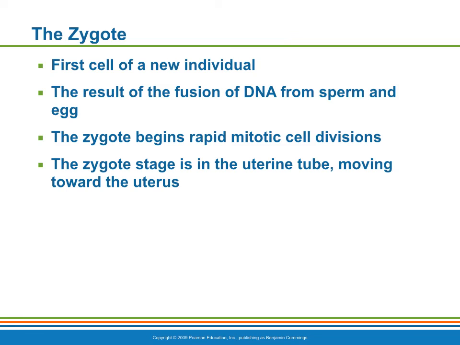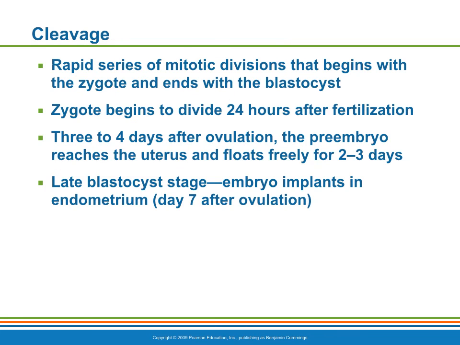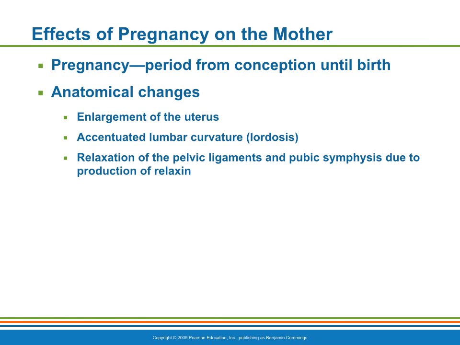At that point, rapid mitosis occurs. We've got cleavage, where we have all these different stages. Pregnancy is the period from conception until birth, and there are all sorts of changes that occur in the female, not only in the uterus, but elsewhere too. We'll go through those in the next set of slides.